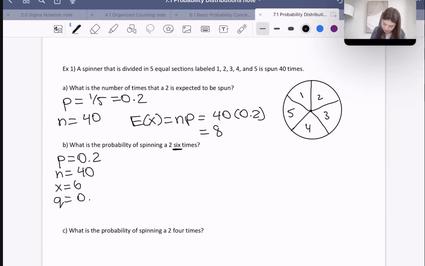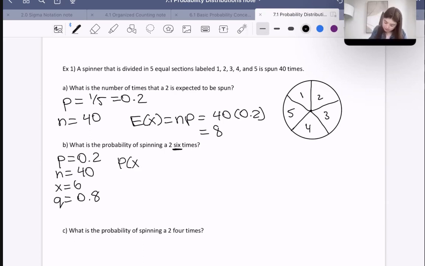Well, it's going to be 0.8, right? It's going to be 1 minus P, right? So 1 minus 0.2 will give us 0.8. So those other 4 and 5 times, or that other 80% of the time, we're going to fail. We're going to get some number that is not 2, and only 2 is a success in our eyes. So let's do it. Let's plug that in.